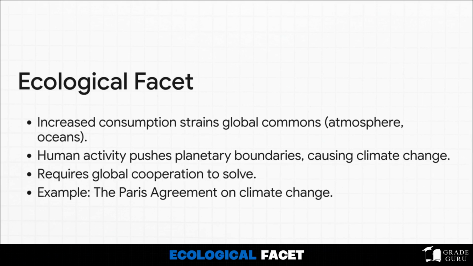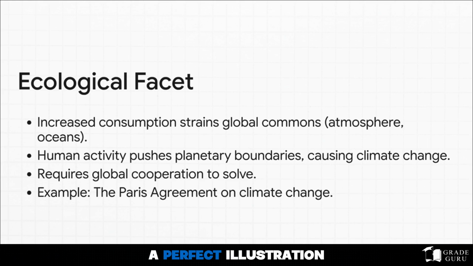Okay, now for the ecological facet. And this one is huge. All this global trade and making and consuming stuff, it's putting a massive strain on the planet. We're talking about pushing past what scientists call planetary boundaries, which leads to climate change and species disappearing forever.